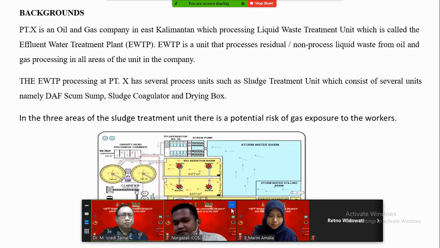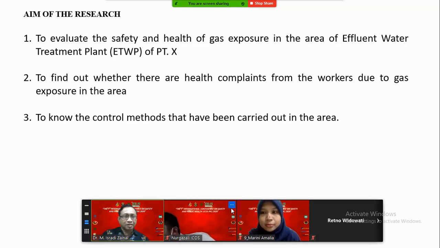The EWTP processing at PTX has several processes, such as the sludge treatment unit, which consists of several units like the DAP scum sump, sludge coagulator, and drying box. In these areas of the sludge treatment unit, there are potential risks of gas exposure to the workers. Here in the picture, you can see the EWTP, which is located in PTX in East Kalimantan.